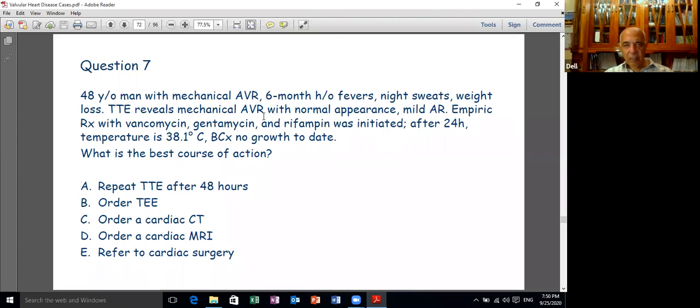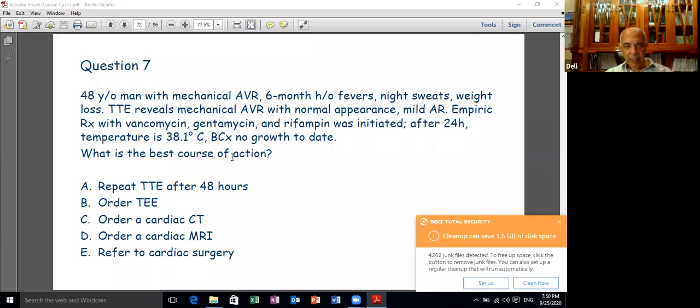So this triple antibiotic therapy was started, but after 24 hours, the patient was still febrile and the blood culture revealed nothing. So the question is, what is the best course of action at this time of the game? Repeat the transthoracic echo after 2 days, or order a transesophageal echo, or order a cardiac CT or an MRI, or refer to surgery. Obviously, the correct answer is B, order a transesophageal.